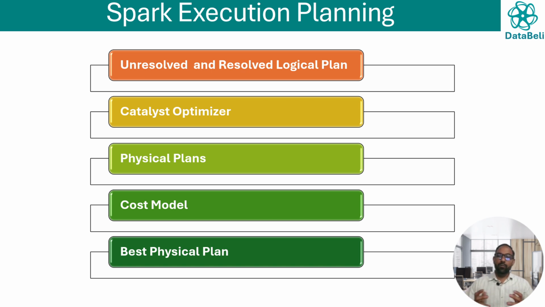Hi, now we are going to discuss in detail about Spark execution planning. We will understand that once we submit the code, how does it get converted to unresolved and resolved logical plans? What is the role of the catalyst optimizer? How does it create physical plans? And based on the cost model, how does it decide the best physical plan? So all these things we will discuss in detail. So let's get started.